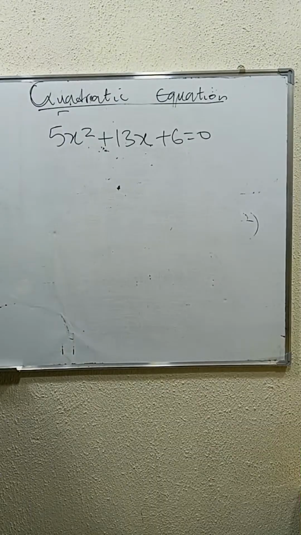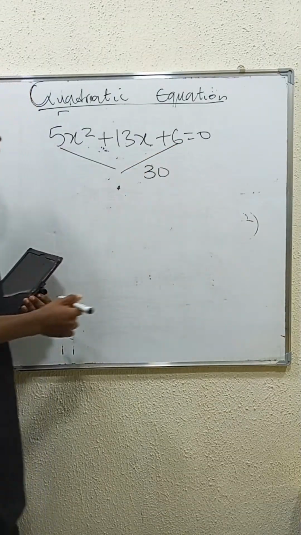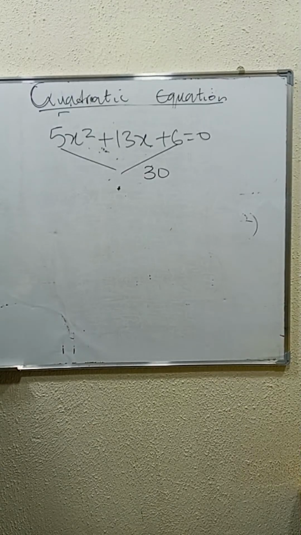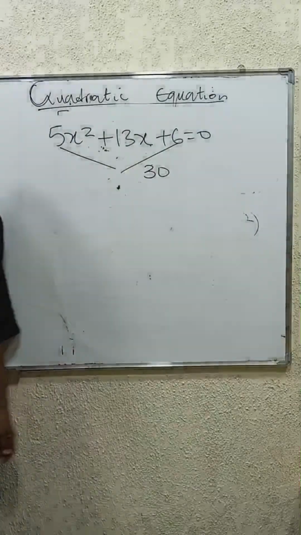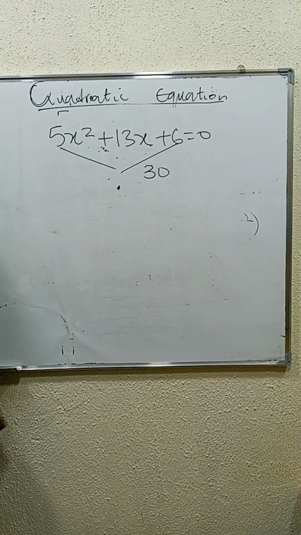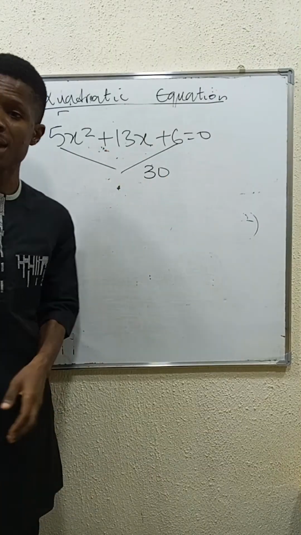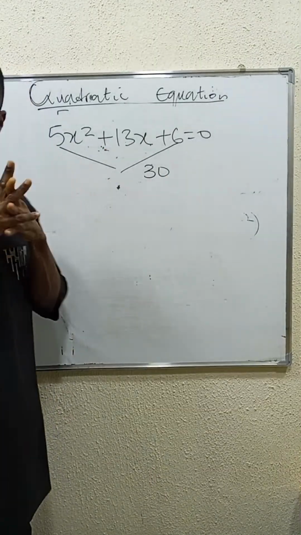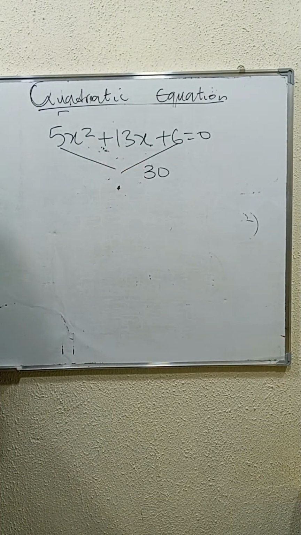So all you need to do is very simple. Multiply the first and the last term, you have 30, because 5 times 6 is 30. And once you have 30, you are going to think of two numbers that when you multiply them, you get 30, but if you add them together, you must get 13. So what are the numbers?